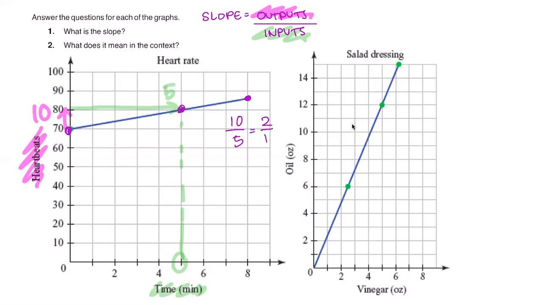Which is the same as 2. Well, slope is outputs over inputs. So the numerator is heartbeats, and the denominator is time, which is in minutes. So my slope is 2 heartbeats per minute. Yikes. What does that mean in context? In 1 minute, we only hear 2 heartbeats.